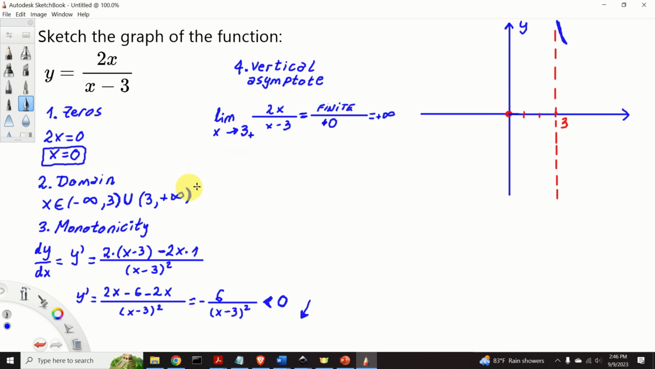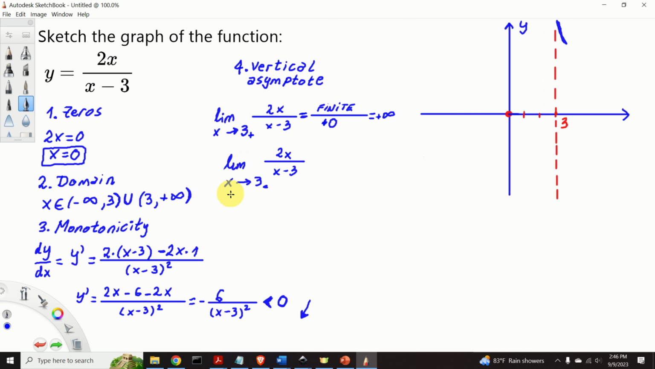As you might suspect, we need to evaluate this limit: the limit when x approaches 3 from the left of our function, 2x over x minus 3. That is, we are approaching this point from the left side, from this side. And we want to see what's happening with this function when we approach this line from the left side.